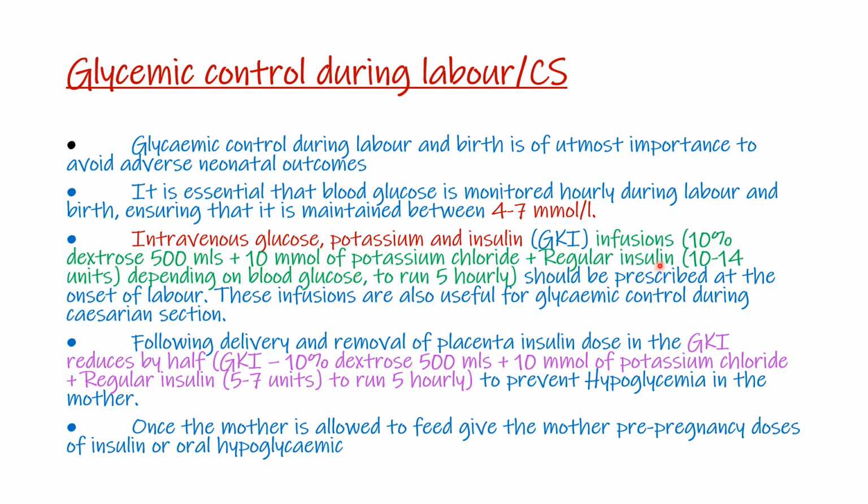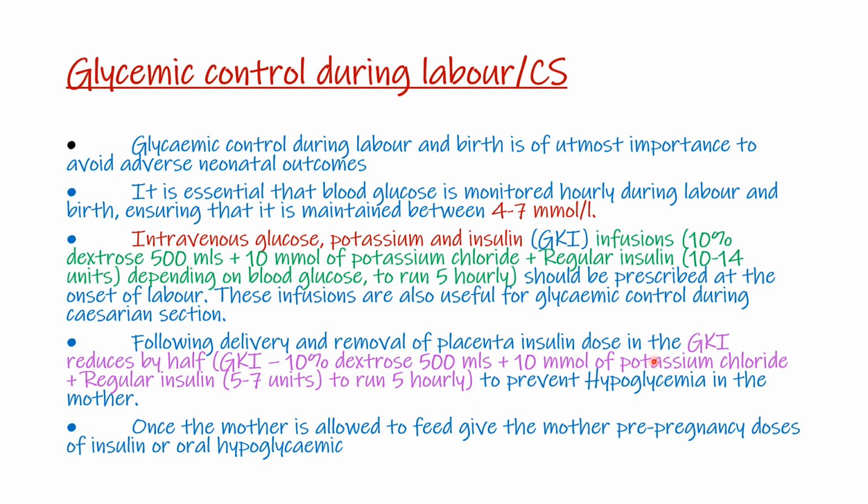This is an infusion which you give, which comprises 10% dextrose in 500 ml, 10 ml of potassium chloride, and regular insulin, that is 10 to 14 units, depending on the blood glucose, to run 5 hourly. So the insulin is given depending on the blood glucose, to run 5 hourly, and should be prescribed at least at the onset of labor. These infusions are useful for glycemic control during cesarean section, but you also give them during the onset of labor.